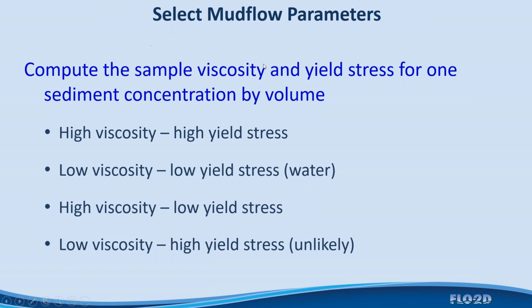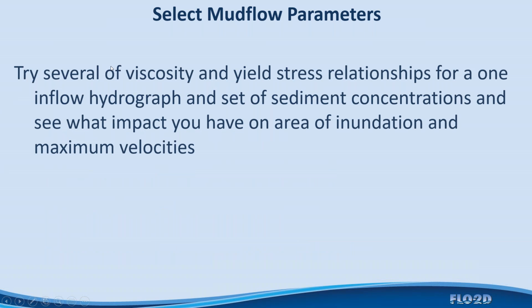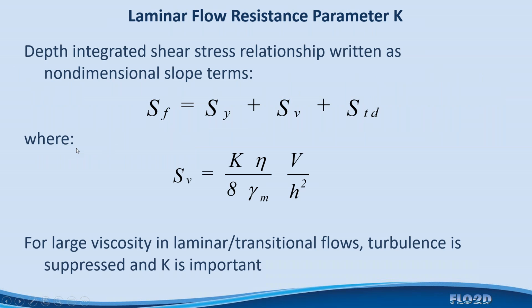Compute the sample viscosity and yield stress for one concentration by volume, and then try a sample with a high viscosity, high yield stress, or high viscosity, low yield stress. A low viscosity, high yield stress is probably unlikely. If you have a high yield stress, you're probably going to have a high viscosity. So you could try different samples, put it in your model, different relationships, put it in your model, and see what you get. And try several of these for one inflow hydrograph and one set of sediment concentrations, and see what impact you have on your area of inundation and your maximum velocities.